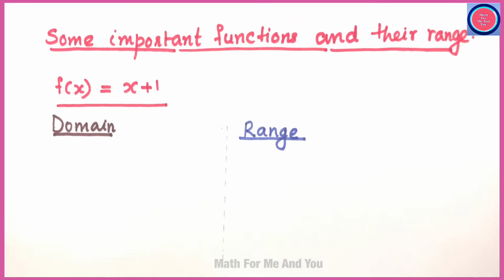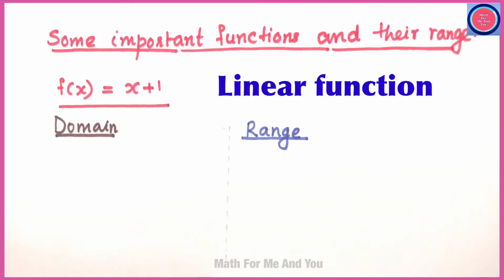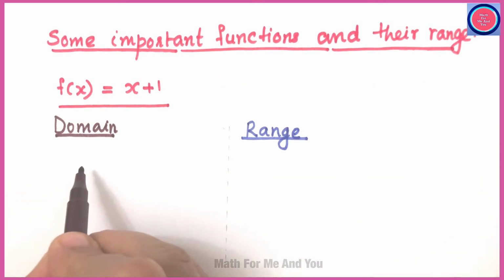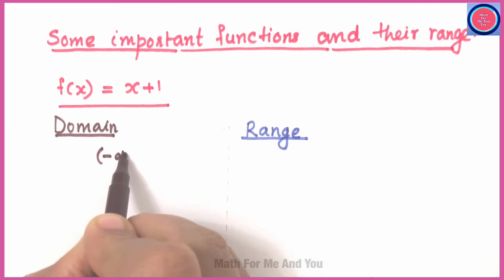But in some functions, we can directly put the values of x and then we get the values of y, that is range. Look at this function, f of x equals x plus 1. It's a linear function. We already discussed what is the domain of this function. What is that? It is minus infinity to positive infinity.